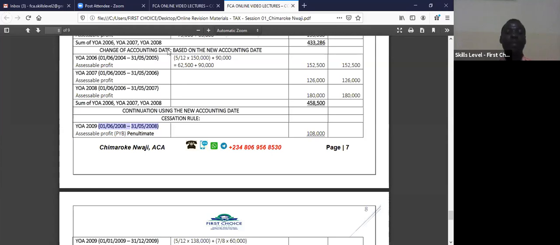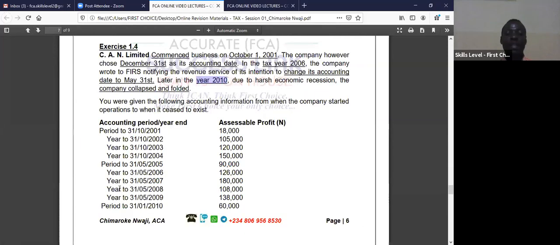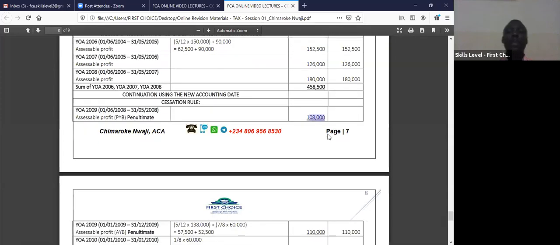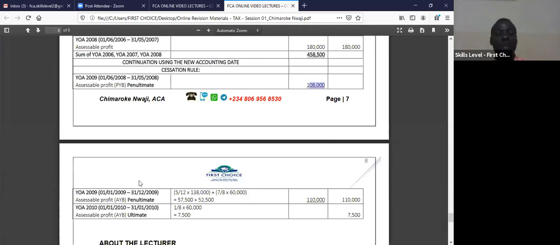So what it means is that go to the account that ends in May 31st, 2008. So this is this 108. That is the 108 here. There is no adjustment. This is preceding year basis. Now you are going to compare with actual year basis. Actual year basis is from January 1, 2009 to December 31st, 2009.